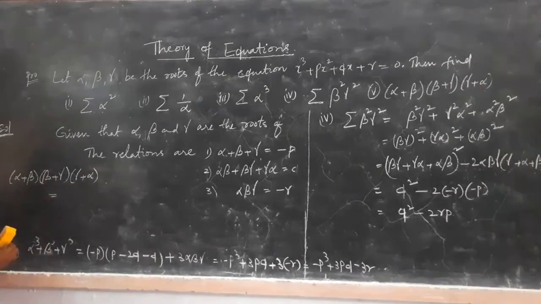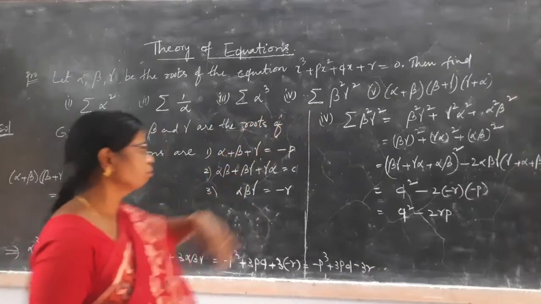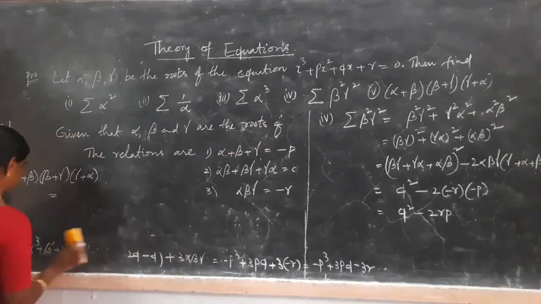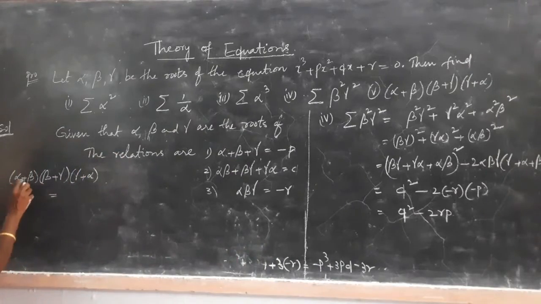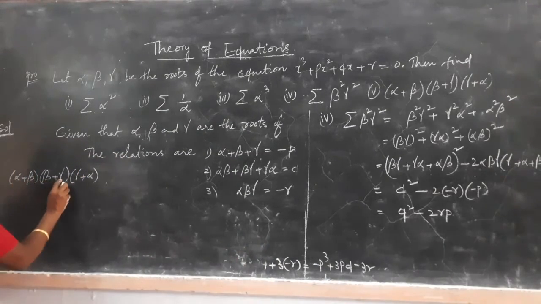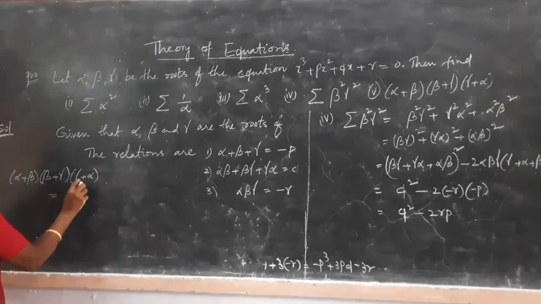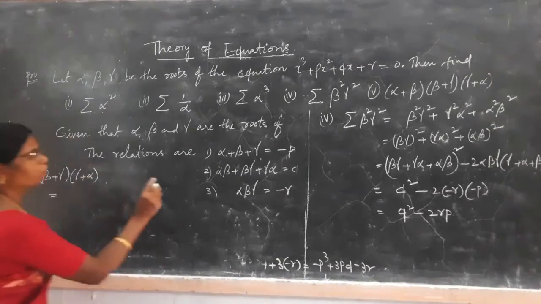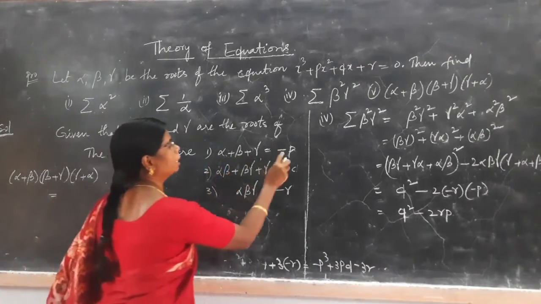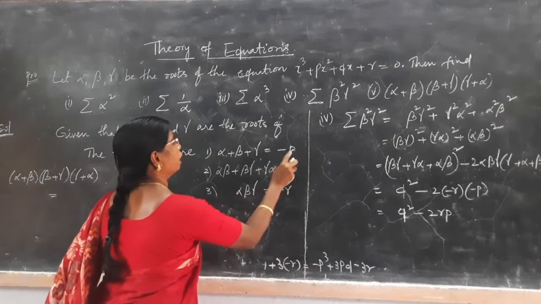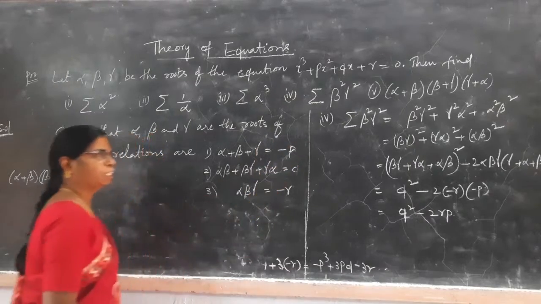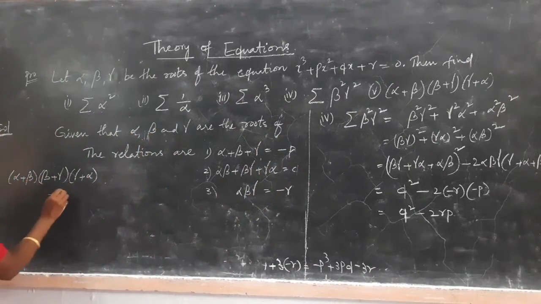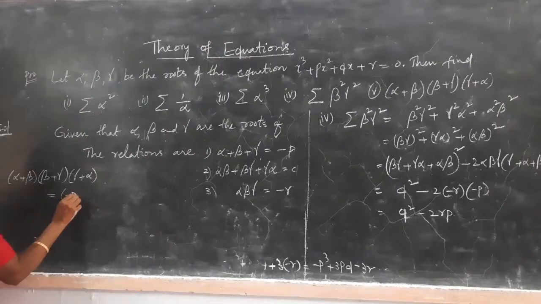Okay, this is the last one, the fifth one. So how do we do this? Very simple. Look here: (alpha plus beta) into (beta plus gamma) into (gamma plus alpha). What is alpha plus beta? I write alpha plus beta as minus p minus gamma. Okay, alpha plus beta is minus p minus gamma.